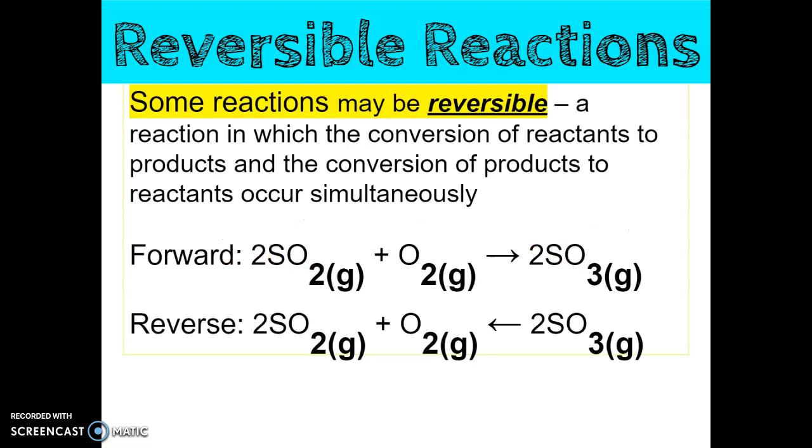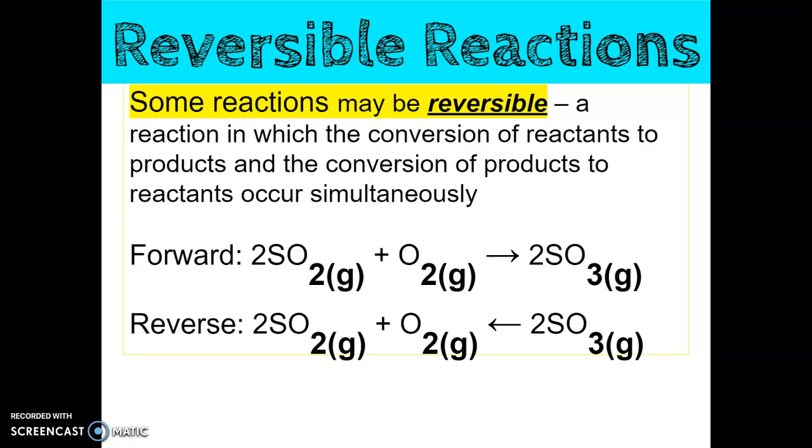So some reactions actually are reversible. So this might not necessarily be like a combustion reaction. If you think about burning paper, once it turns to ash, you can't really change it back into that original form of paper. But a lot of chemical reactions are reversible. Not all of them, but some of them are.